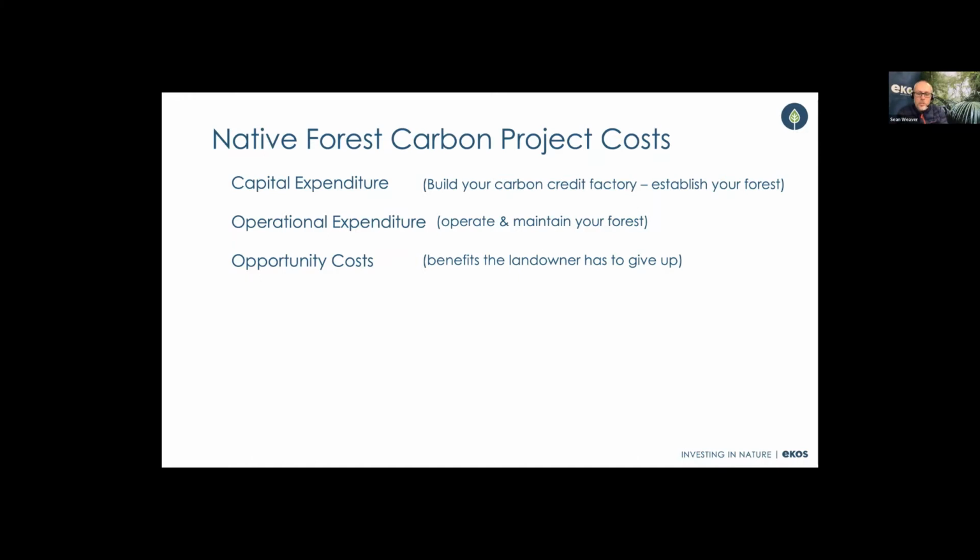Then you've got your operational expenditures, which is essentially conservation management ongoing. And then you also have some opportunity costs, which is the benefits that a landowner has to give up if they're going to allocate land into a conservation land use instead of, for example, a farming land use. And if they're farming that land and have bought that land in order to farm it, they have a reasonable expectation to make a living off that land. And so we also need to cover that cost.